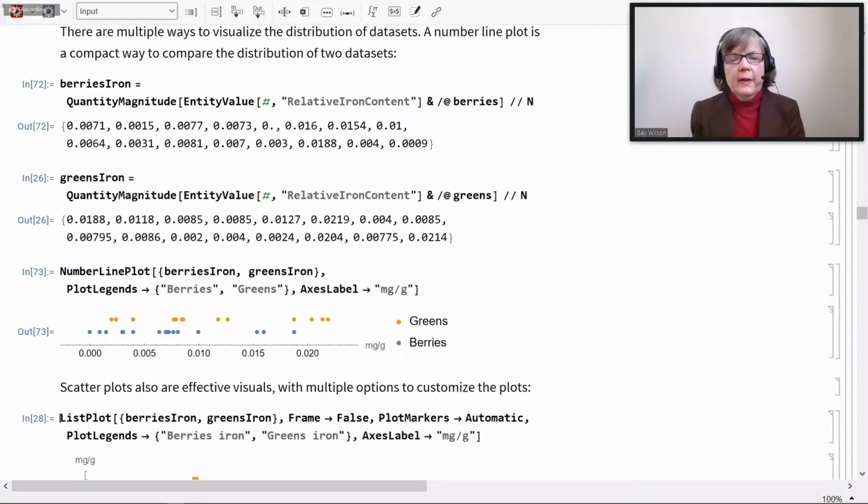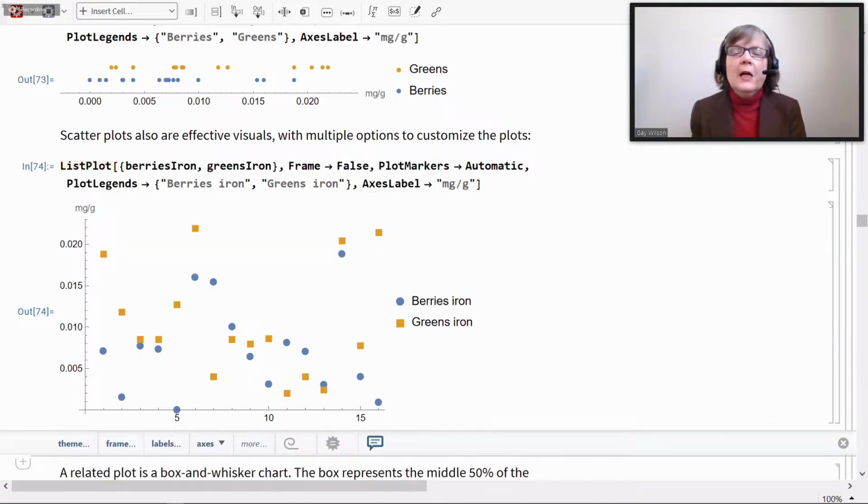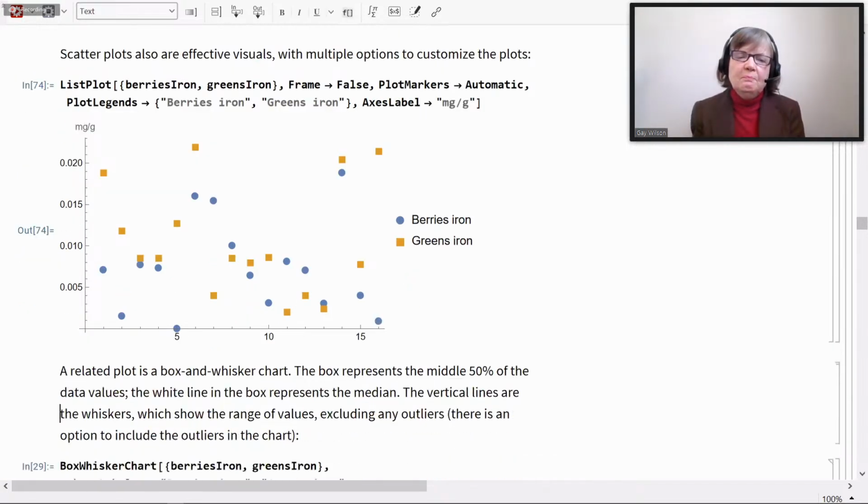So scatter plots we're very familiar with. That's the ListPlot function in the Wolfram language, and that's very, very popular, as we all know. You can do specific markers. I just use automatic, but you can specialize your plot markers and legends, and lots of options are available to you with the ListPlot function. So you can see that's our iron data kind of scattered around there.